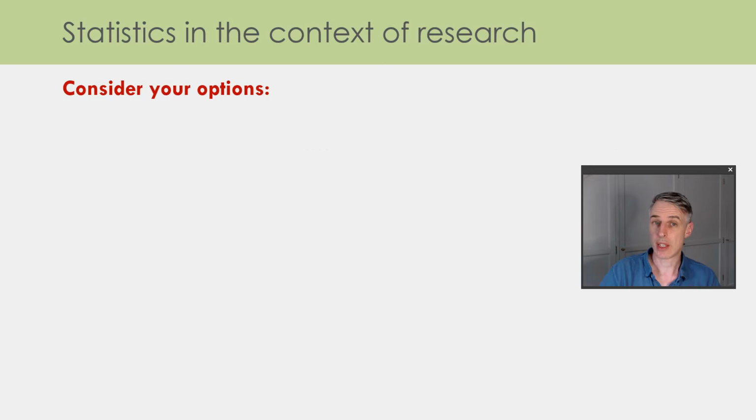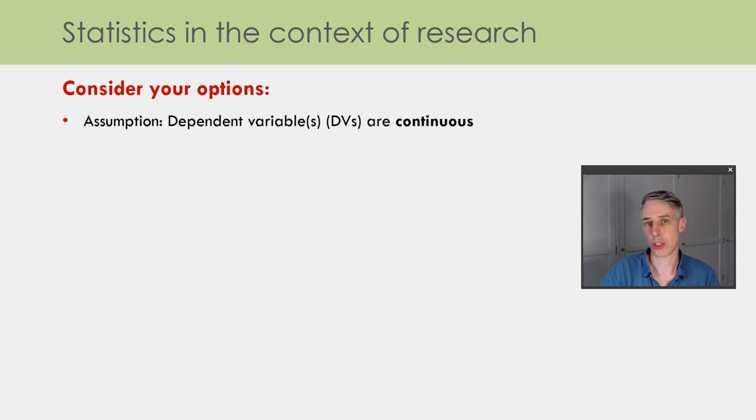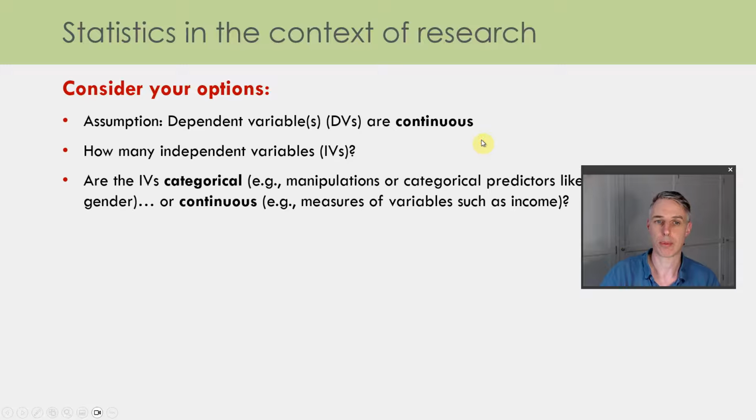So when we are designing a study and thinking about analysis of the data that we're going to gather, we need to consider the options that we have given how we're setting our study up. So one thing to emphasize is that across all of the techniques that I will be talking about, a key assumption is that the dependent variable or outcome variable is continuous. It's a measure of something. It's not categorical. It is absolutely possible to do analyses on categorical outcome variables. It's just that I won't be covering any of those in the context of this module. Okay, so that's an assumption.